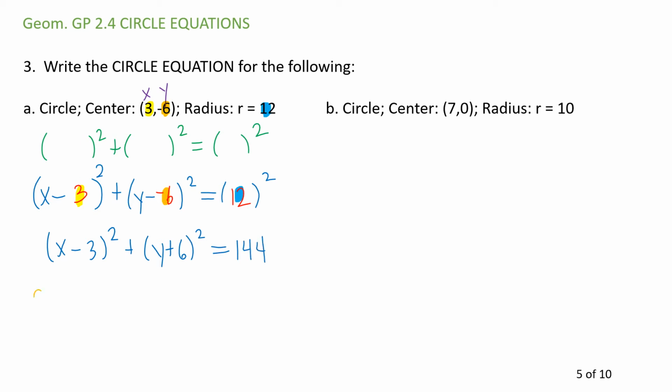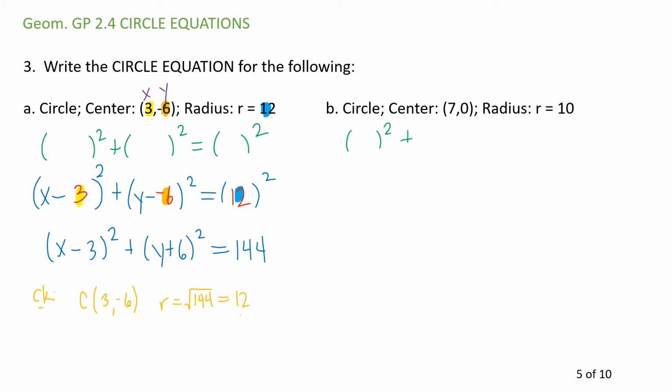And just to be on the safe side, I'm going to check. The center of this circle is, change the x, change the y. And the radius is, don't forget to take the square root. So 3, negative 6, radius of 12. I must have gotten it right.